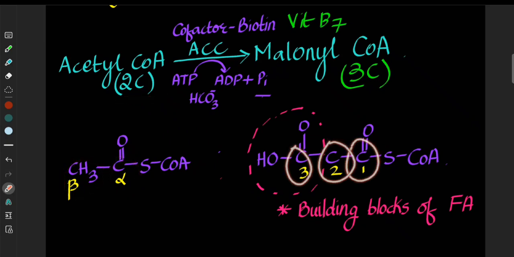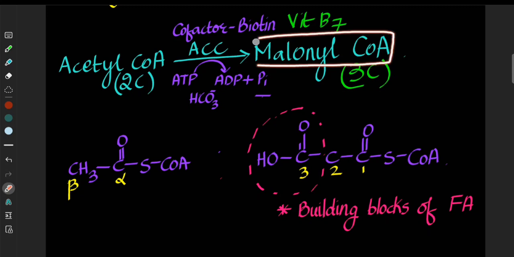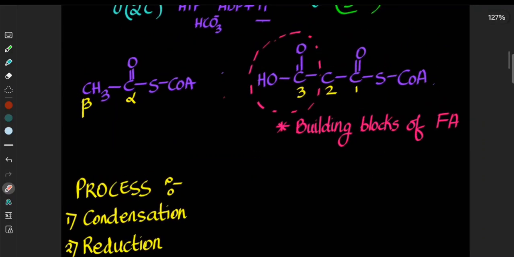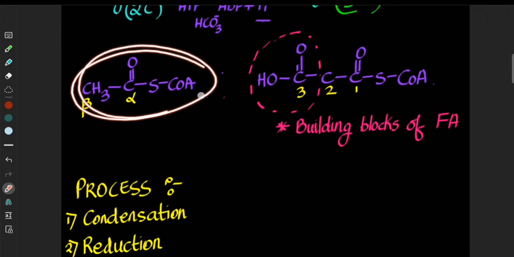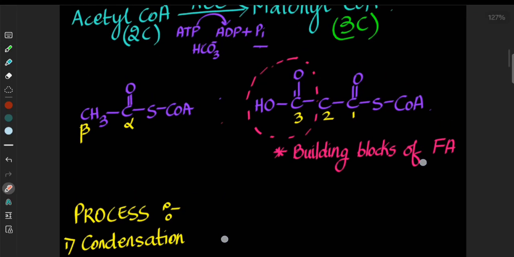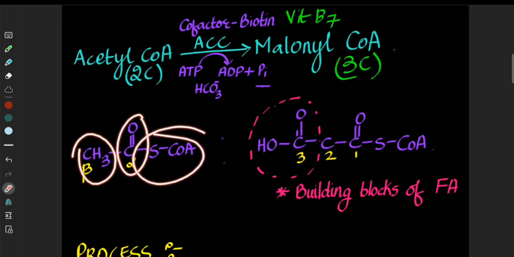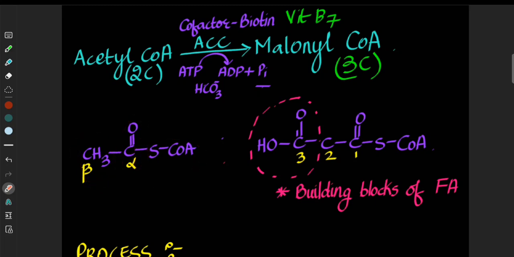Now, malonyl CoA is a very important compound because it will act as a building block for the fatty acids. So what exactly does this mean? We're going to learn it with the process. So let us dive deeper. If you are able to understand this structure, there is a carbon, there is a ketone group, and then a methyl group, and then a thiol group, which is attached to a coenzyme A. And then out here we have an acid group, then a ketone group, and then a thiol and a sulfur group.